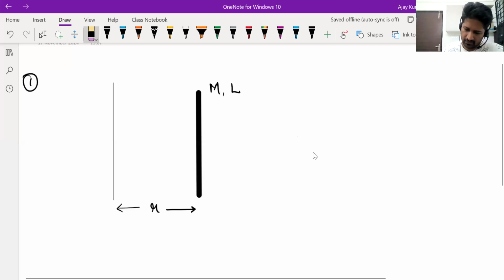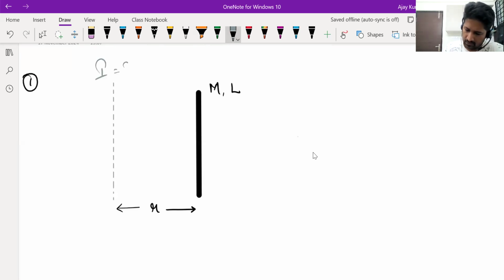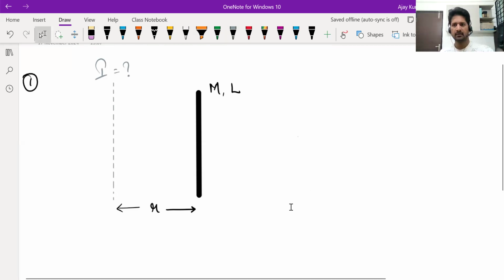Now you have to derive the moment of inertia of this rod about the given axis. As seen in the diagram, the rod of mass m and length L is parallel to this axis, and the distance between them is r. Do this, all of you. I got one answer as mr square. We'll see.